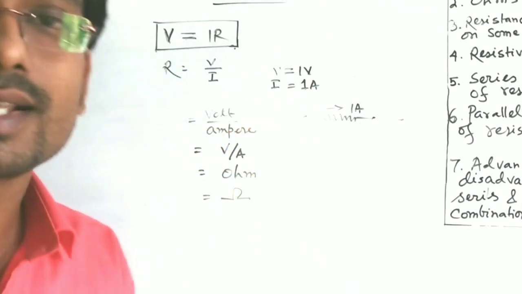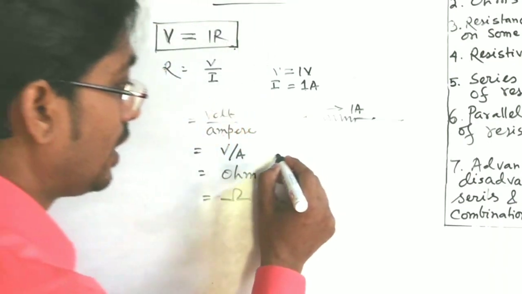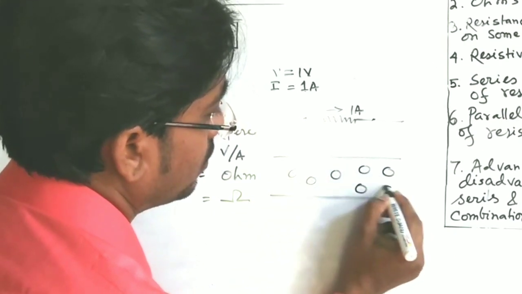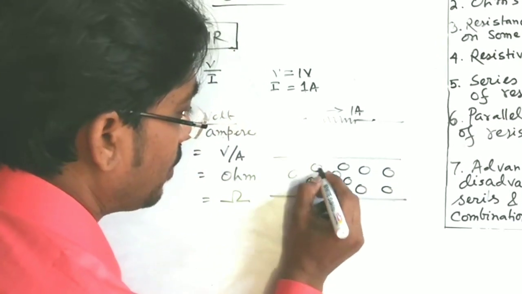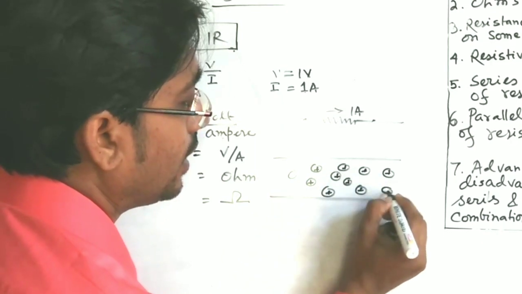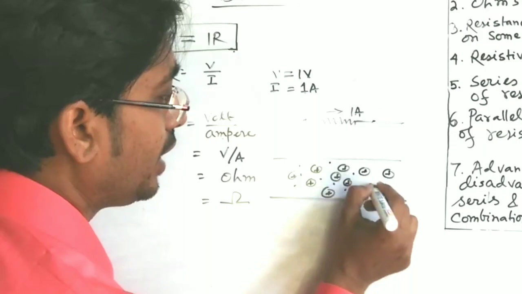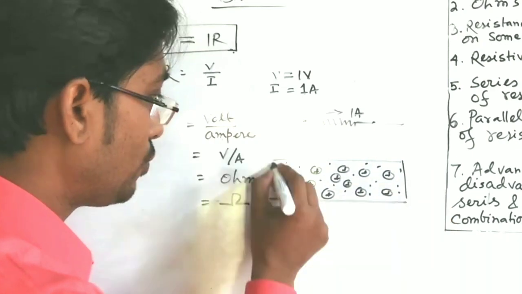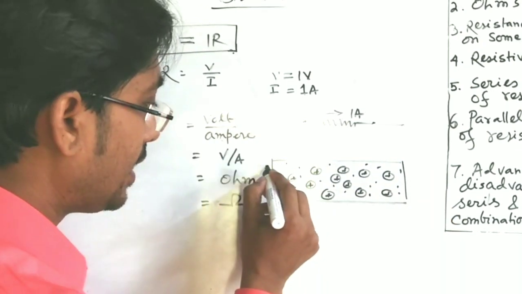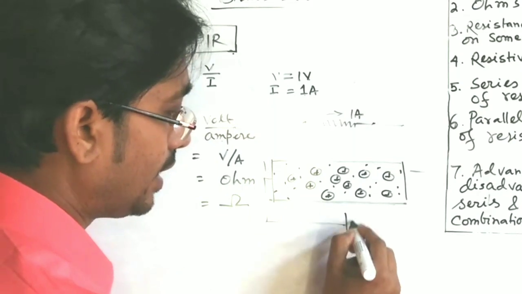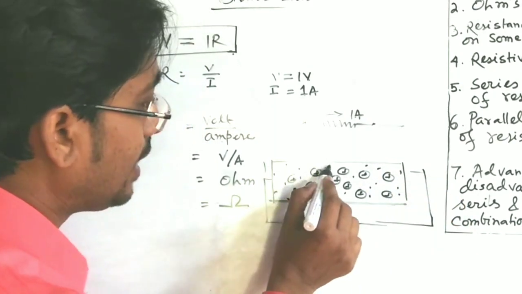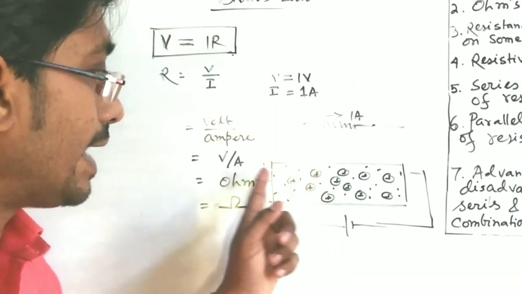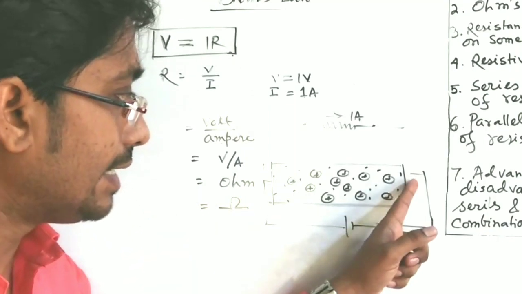What is actually happening inside the conductor? Suppose in a conductor these are the positive ions, and these are the electrons, the free electrons inside the conductor. If you apply a potential difference across these two ends, suppose this end is positive and this end is negative, that means you have connected one cell. Then what will happen? The electrons move in this direction because this is positive potential, so the electrons, being negative, will be attracted to the positive potential, and on this side the electrons will be repelled.